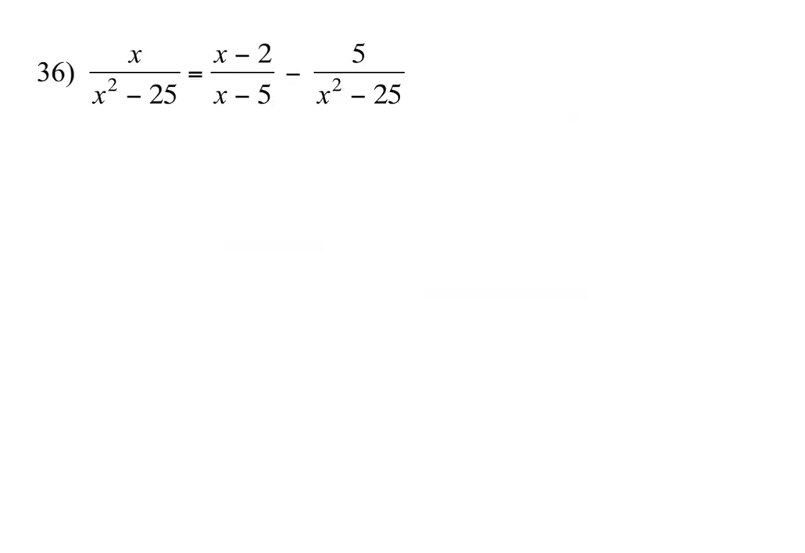So for this one, when I'm finding my common denominator, I do want to make sure everything is factored. All right. And so part of the process of finding that common denominator may mean that you need to factor some of your binomials or trinomials. This is a special case. This is x plus 5, x minus 5. This is the same special case, x plus 5, x minus 5.